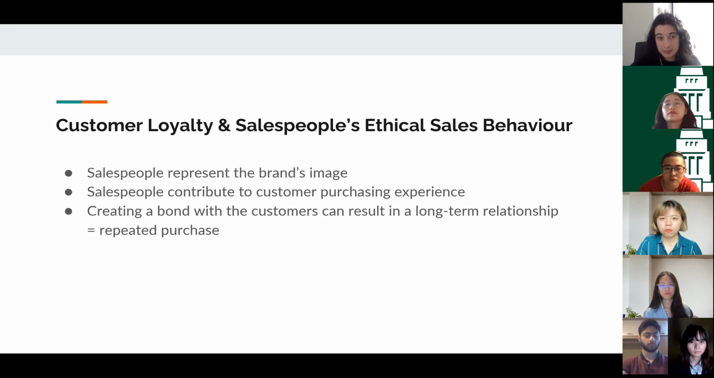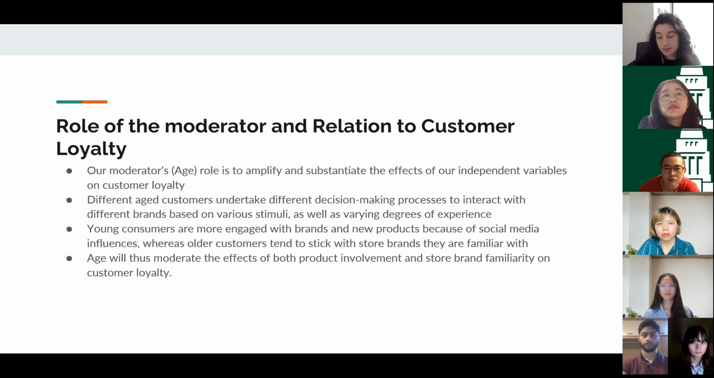So it's really important that salespeople show that they care about their customers and that they are interested in their worries and their needs and their wants in the way that they interact with them. So this could enable the salespeople to establish a better connection with the client, forming a bond that can lead to a long-term relationship that translates into repeated purchases and in the creation of customer loyalty formation. So now my teammate will explain the moderator.